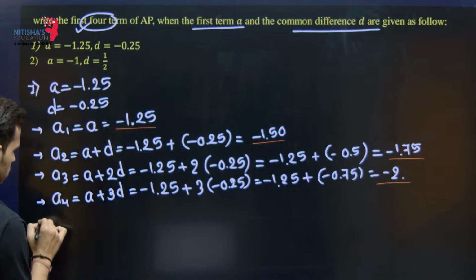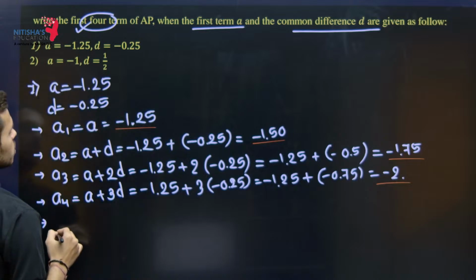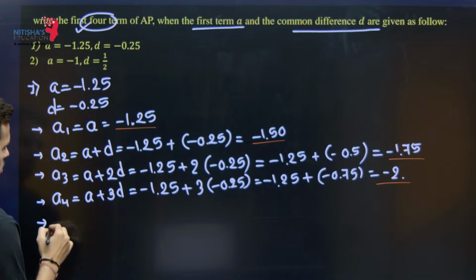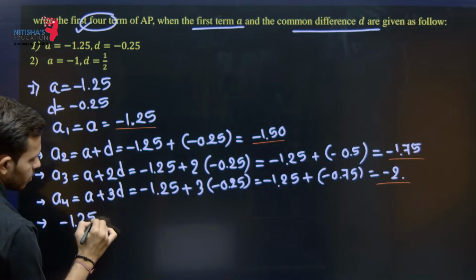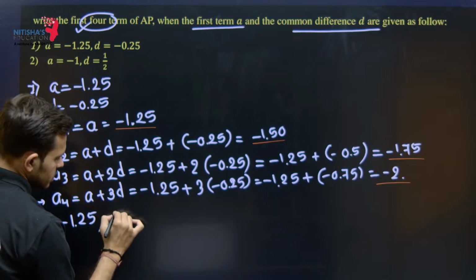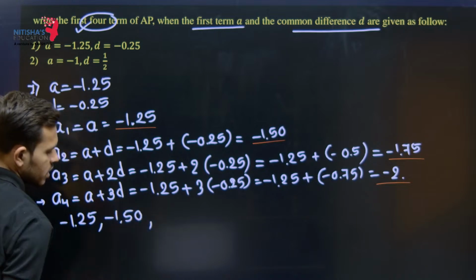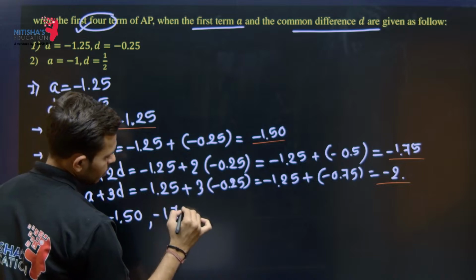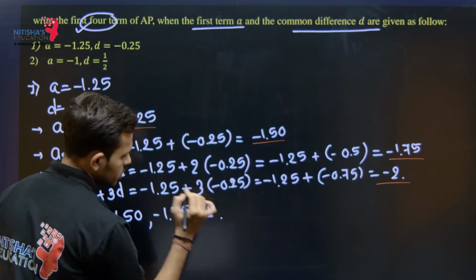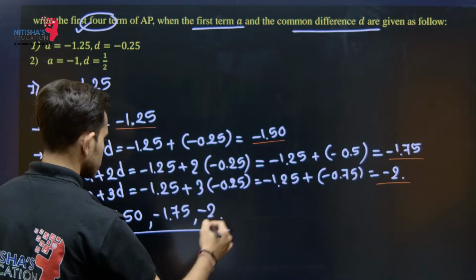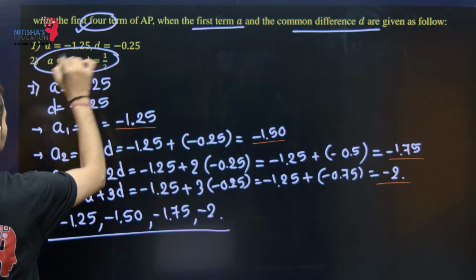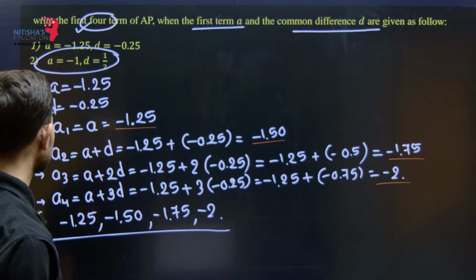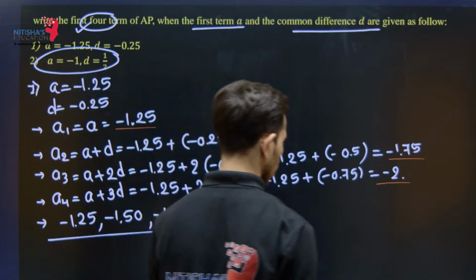So the answer to our question, they are asking us for an arithmetic progression of 4 terms. So the first term is minus 1.25, second term is minus 1.50, third term is minus 1.75, and fourth term is minus 2. So this is our final answer. Got it? Okay, let's solve this second question, which is A is equal to minus 1 and D is equal to 1 upon 2.